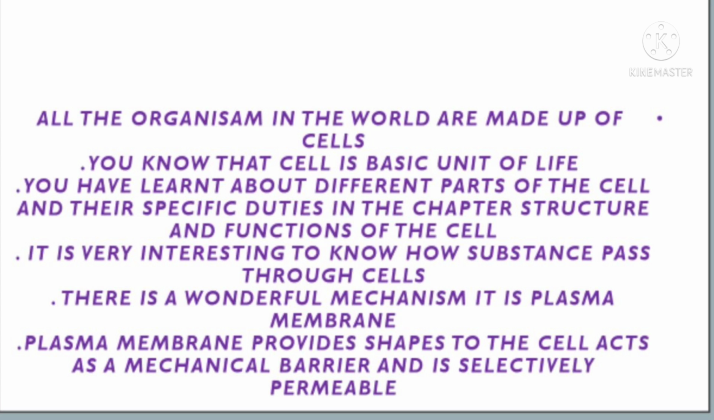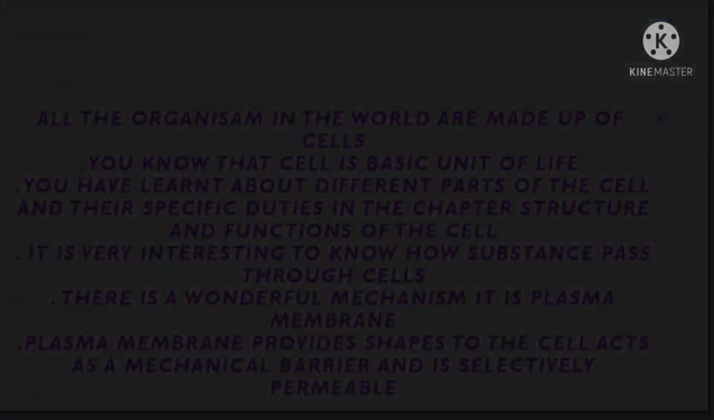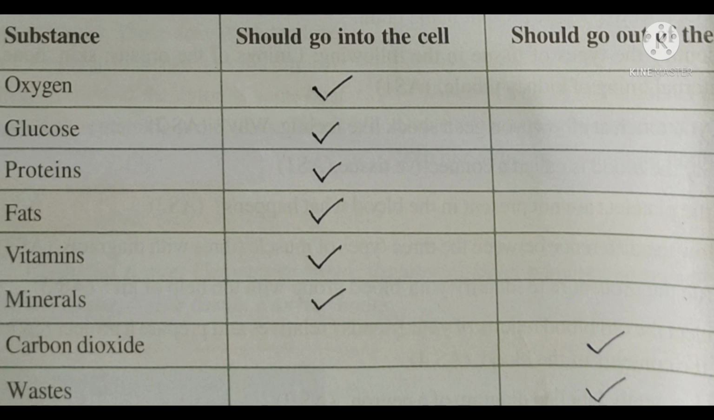Let us learn the wonderful mechanism of the plasma membrane by the following activities. Children, look at the table and identify which substances should go in and which substances should go out of the cell. Oxygen, glucose, proteins, fats, vitamins, and minerals should go into the cell to help in the activities of the cell, whereas carbon dioxide and wastes which are toxic to the cell should go out of the cell.